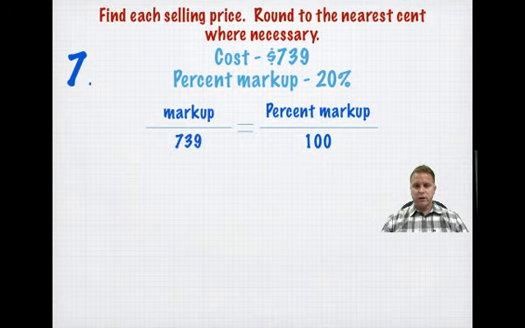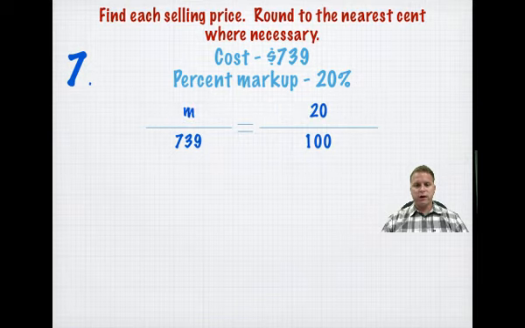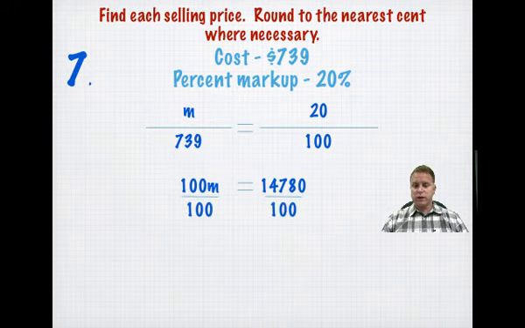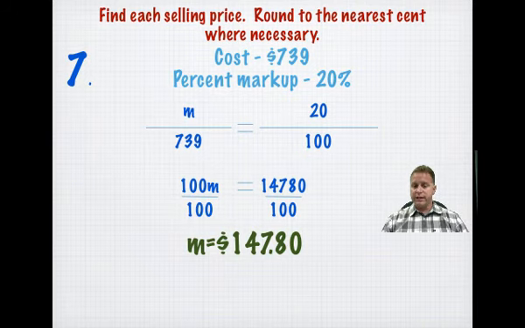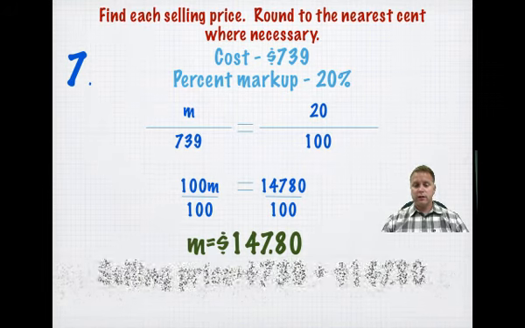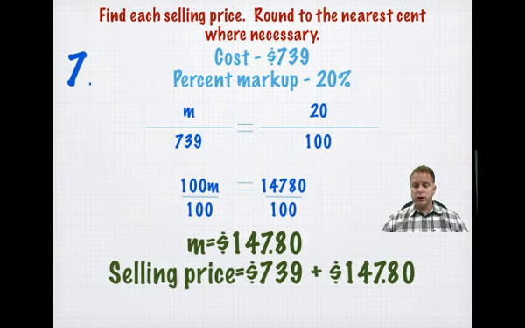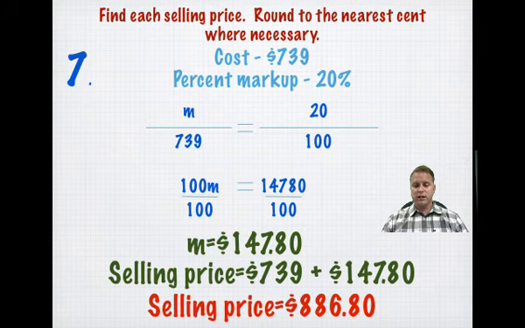Okay. So cost is $7.39. Markup is 20. We'll use M for our variable. We cross multiply, and we get 100M is equal to 14,780. Divide both of those by 100, the number next to the variable. It's also called the coefficient. And we get a markup of $147.80. Did you remember to add that to the cost? So we'll have 739 plus 147.80 gives us a selling price of $886.80.